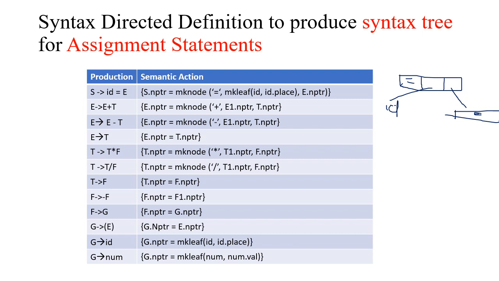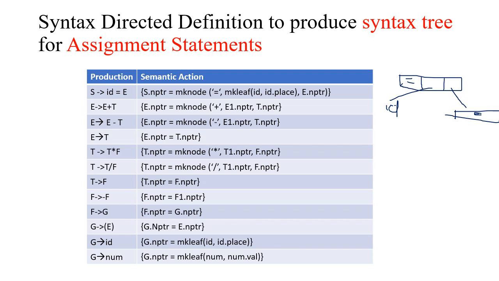Like that, E gives E minus T. We have to create a node with these arguments. E gives T means there is no need to create a new node. E.nptr points to the same node as T.nptr.